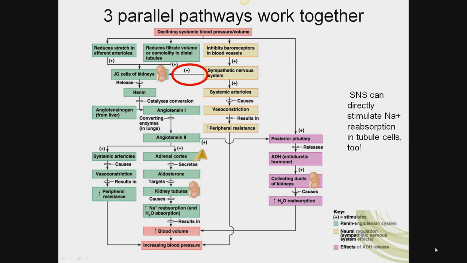All of these three mechanisms, and plus the purple mechanism shown on the right, where angiotensin 2, as I said correctly, leads to the release of ADH, which will target the collecting ducts and medullary ducts to insert more aquaporins, and we get more water reabsorption. All of these three mechanisms are going to lead to increased blood volume and increased blood pressure.